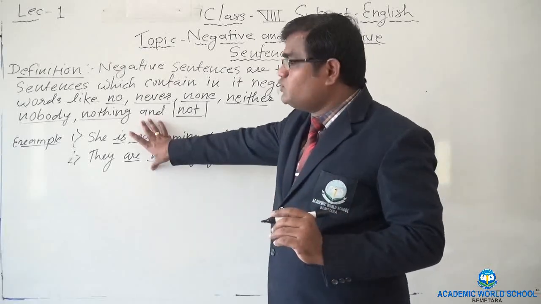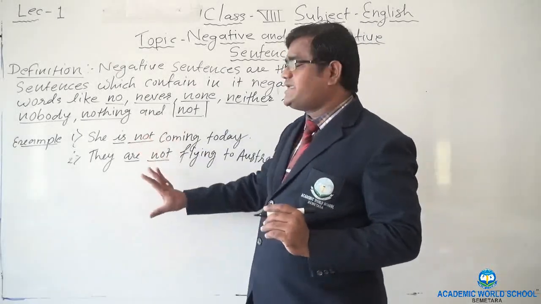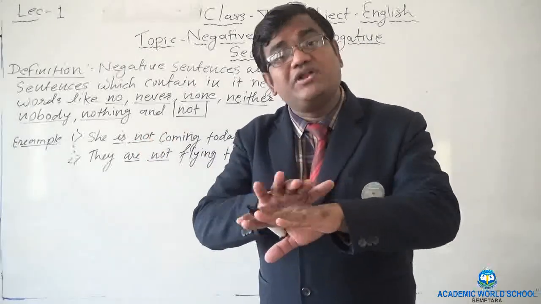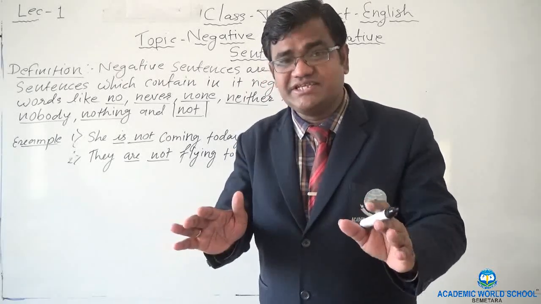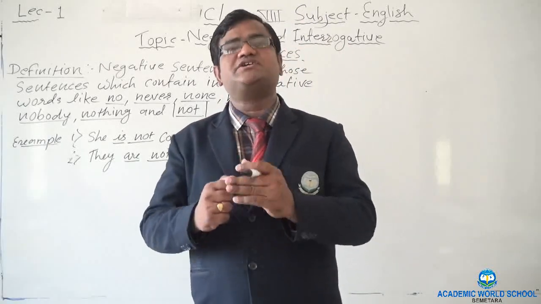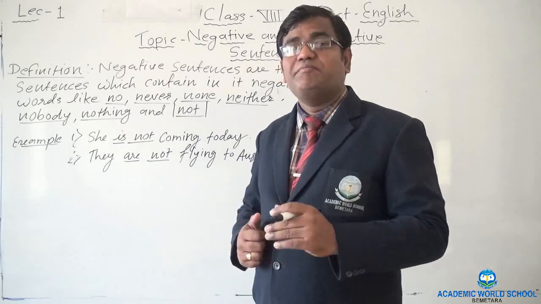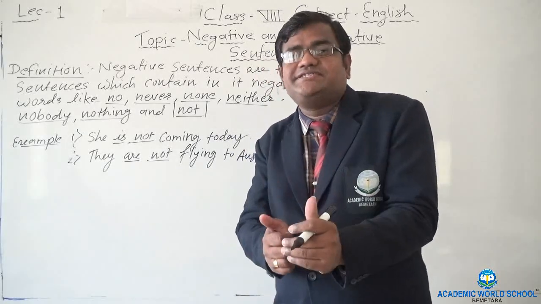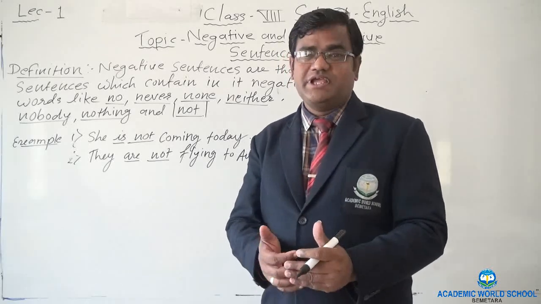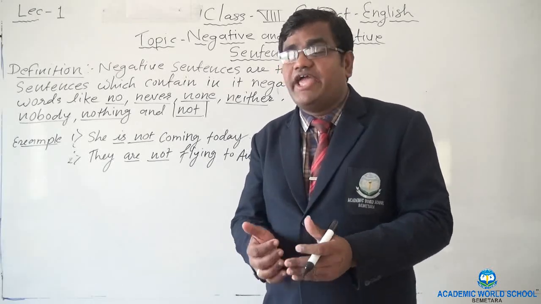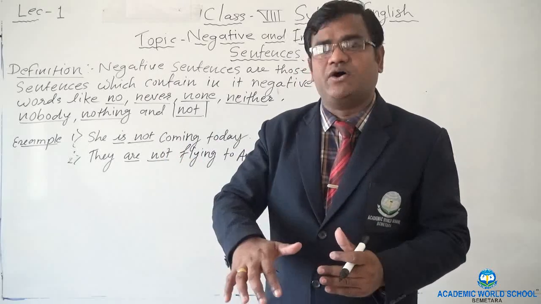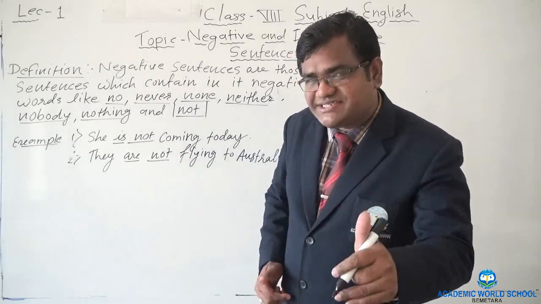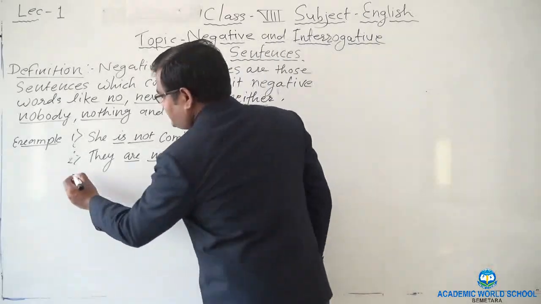So the rule says not cannot be added without a helping verb. It means if there is no helping verb in your sentence, then you cannot make the sentence negative. So you need to find out the exact helping verb. If your sentence doesn't have any helping verb, you have to find it. We will see that through the next example.